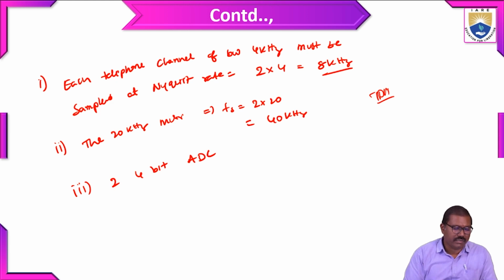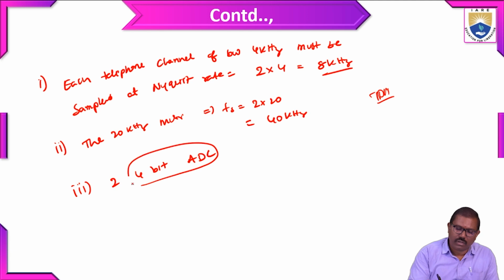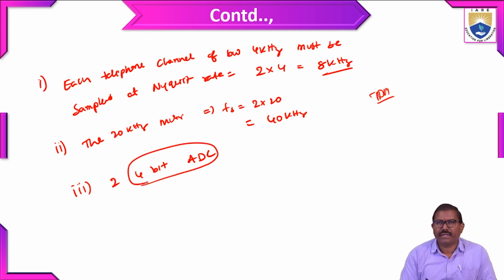So how many ADCs are required? 2 4-bit ADCs are required. Okay. So these signals are finally multiplexed. So this is the way.